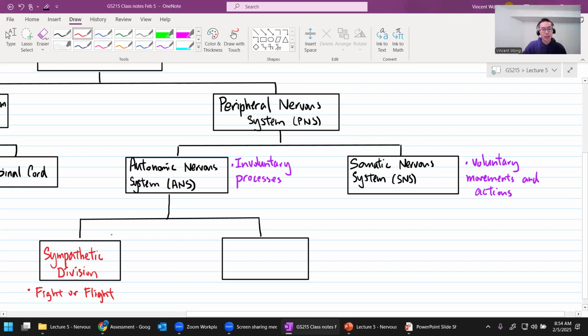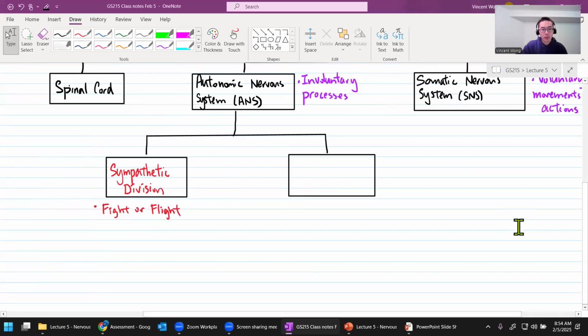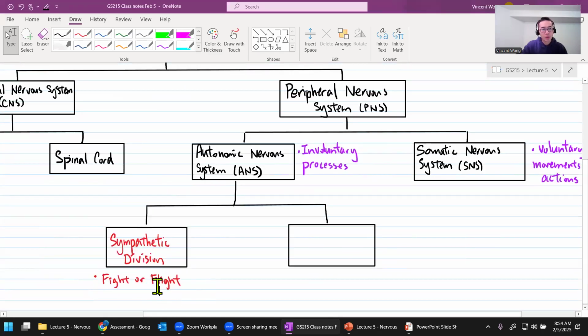Okay, if you are in a dangerous situation, if a dog is running towards you, you either fight it or you take flight, you run away from it. Then your sympathetic system is going to be most active in that situation. So when you're stressed or in danger, and sometimes when you are excited or feeling anxious, the sympathetic division is going to be active as well. Think about riding a roller coaster. Your sympathetic system is going to be very active.